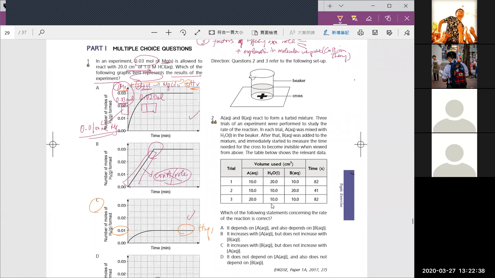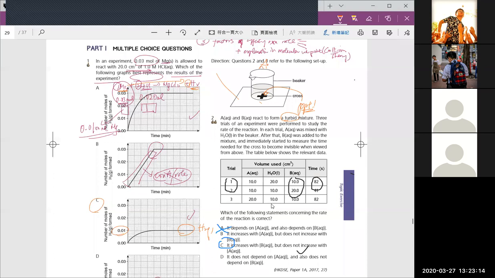Question 2 and 3 refer to the following setup. Now we have a very authentic Mark-Cross experiment, right? Something will form which will mask the cross. So something will form, which means there may be something like a turbid mixture. You will see that turbid mixture. So there will be some precipitate that will form. They will mask the cross. So if you look at it from above, the cross will no longer be seen after some time.